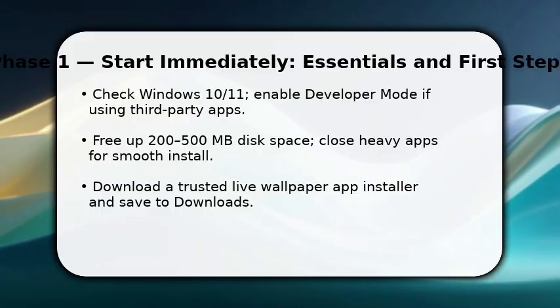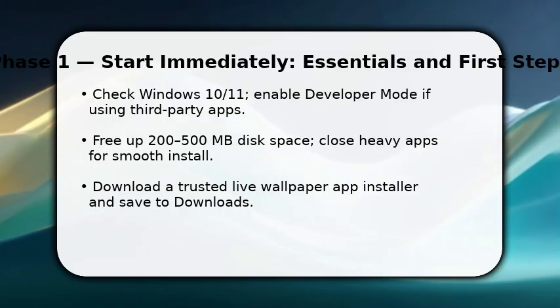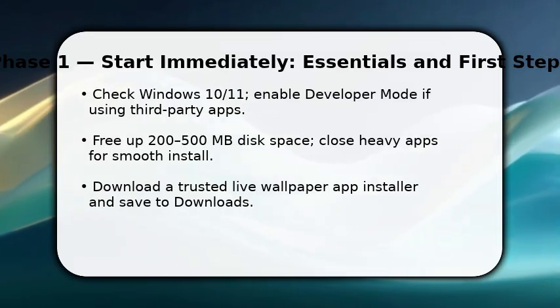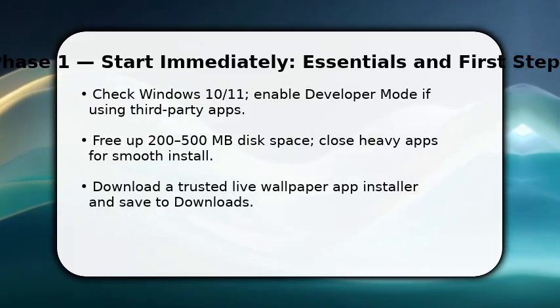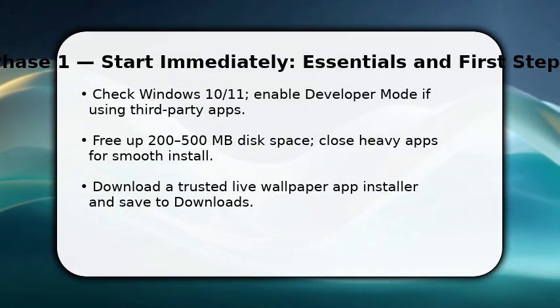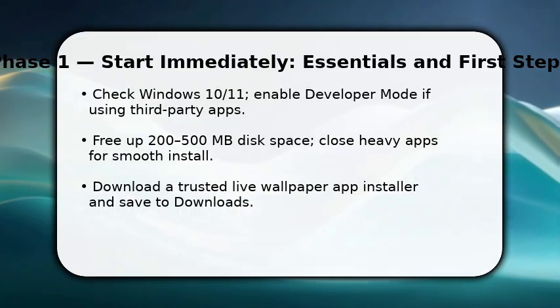You start by getting the essentials ready. Confirm Windows 10 or 11 and make sure you have 500 MB free for the installer. Once done, enable developer mode only if the app requires it, because that reduces permission friction.